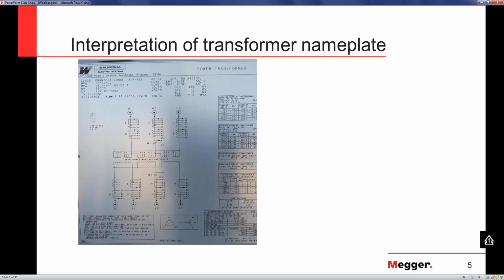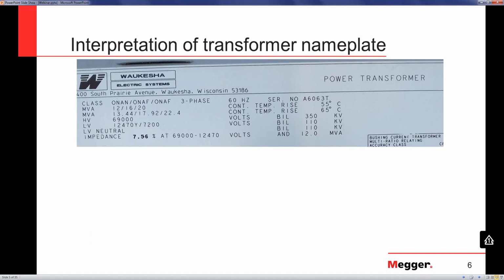Before we get into the tests, we need to take a look at the nameplate of a transformer, because when we step out into the field to test a transformer, we need to know what kind of a transformer we are testing. The nameplate of the transformer contains some important information which is really useful. So let's go over the nameplate of a transformer.